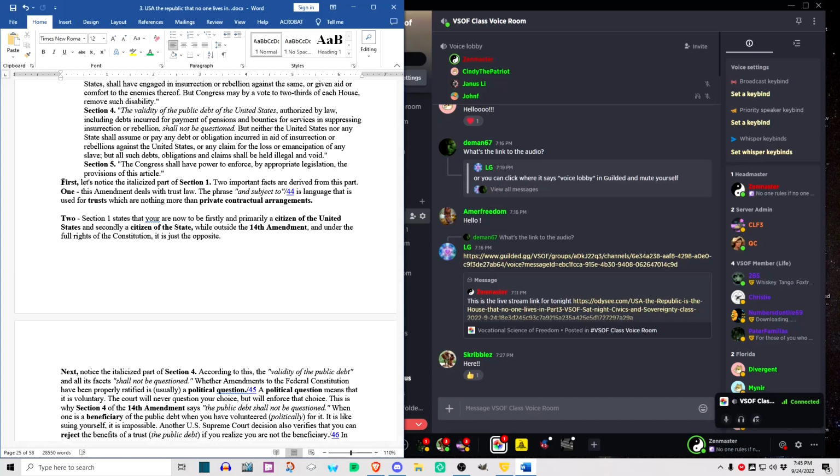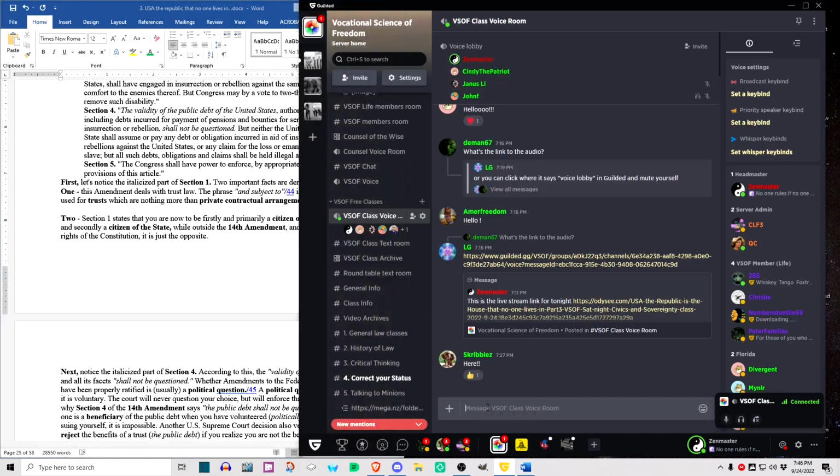2, Section 1 states that you are now to be firstly and primarily a citizen, lowercase c citizen of the United States, and secondly, and this should be a capital C citizen of the lower s state. That would be proper, but this is not. When you're a lower c citizen of an uppercase s state, you're still a slave. So just remember that. I'm going to type them into chat real quick just so this is clear for everyone. Because in the original federal constitution, you have a capital C citizen of the several states. So a capital C citizen of the several states is a de jure state citizen. So that's what you want to be, right?